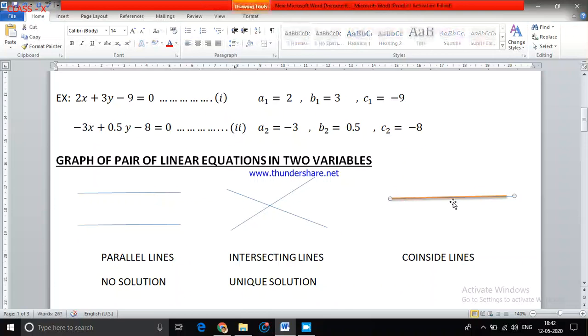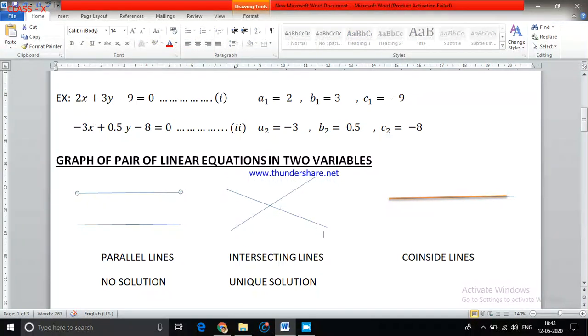Now here, when I come to the coincident lines, whatever point you take on this line, that particular point will satisfy both the equations. Equation 1 and equation 2 both will be satisfied by the same point. But it won't happen with these two cases. When the lines are parallel, if you take the solution of the first line, it won't satisfy the second line, or vice versa.